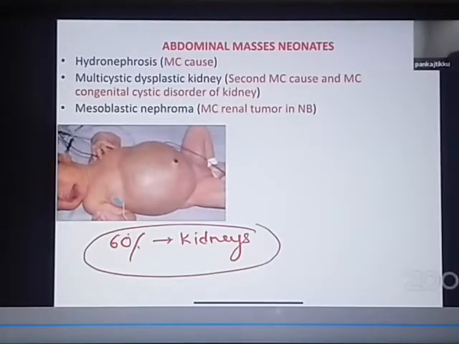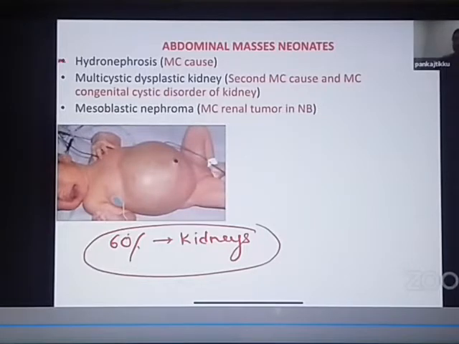You understand, if there is a mass which can be felt in the abdomen, 6 out of 10 times the chances are it is likely to be a mass which is arising from the kidney. Overall, the most common cause of an abdominal mass in neonates is hydronephrosis, enlarged kidneys. So which is the most common cause of abdominal mass in a neonate? It is hydronephrosis or an enlarged kidney.